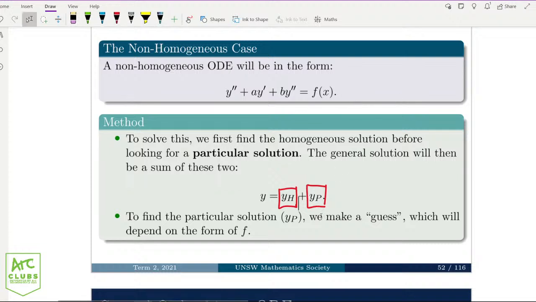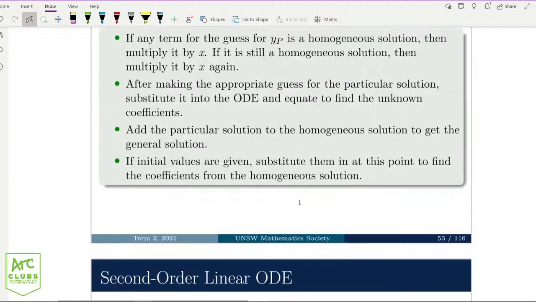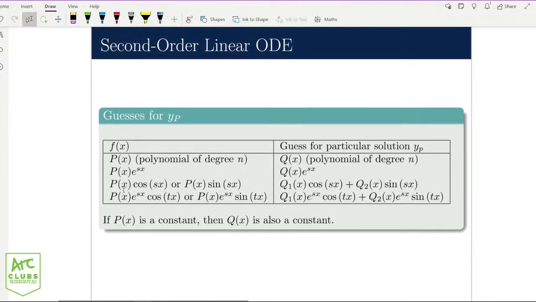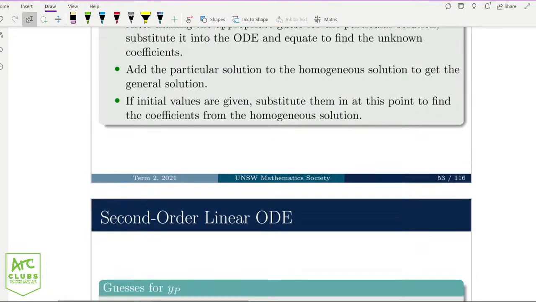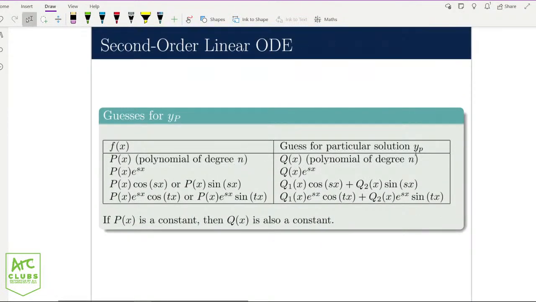Now with your particular solution here, there is actually some degree of guesswork involved. If we have a look at this table over here, our guess for the particular solution y_P depends on the f(x) on the right-hand side of our equation. So you can always refer back to this table. It's in your course notes as well. For example, how I read this table is, if your f(x) on the right-hand side is a polynomial of degree n, then your guess for the particular solution will be another polynomial of the same degree n. Does that make sense?